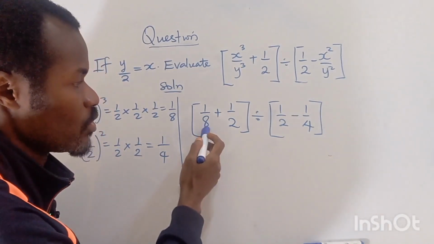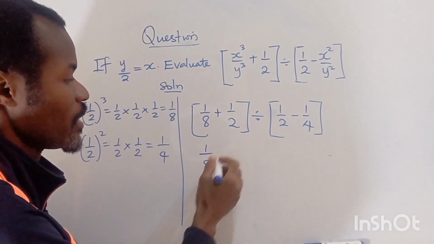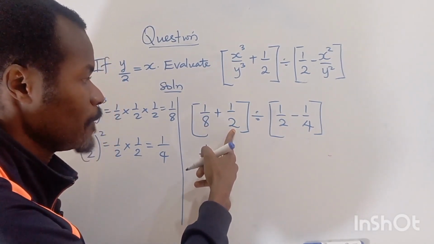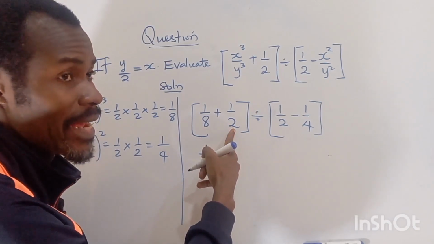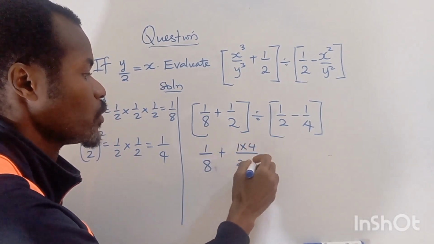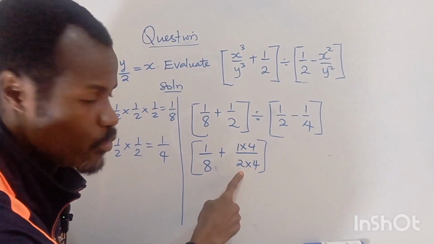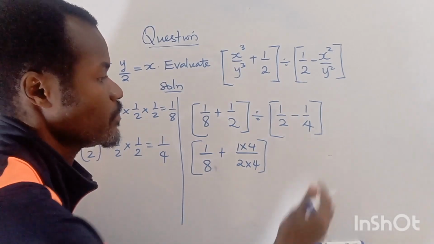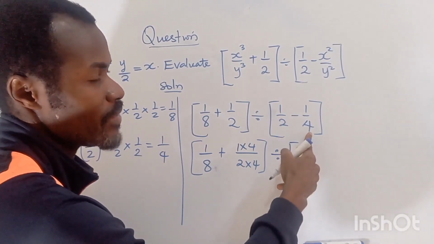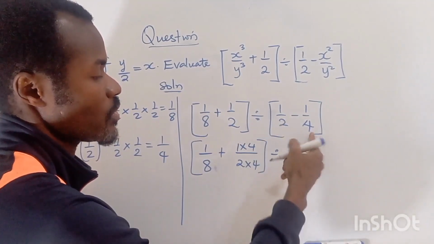I'm going to make both denominators common or the same. And how do I do that? This is already 1 over 8 plus, since I know that 8 is divisible by 2, what I will multiply 2 by to give us 8 is 4. So I'm going to multiply 1 by 4 and multiply the 2 by 4. By so doing, this denominator is going to be the same as this denominator. I'm also going to do it here. Divide. Now for this, we are going to use 2, because 2 times 2 is going to give us this 4.